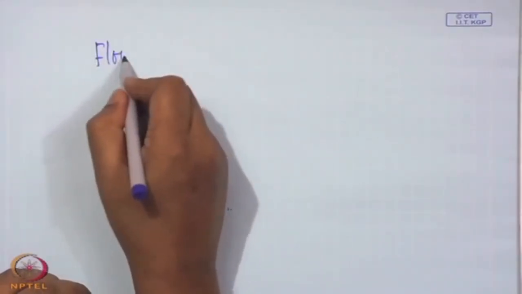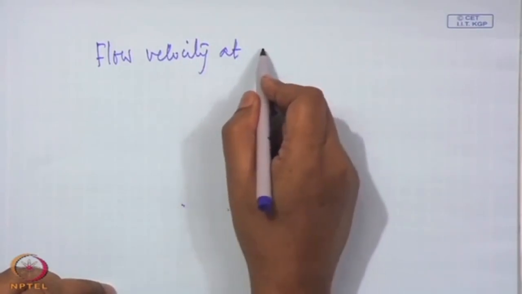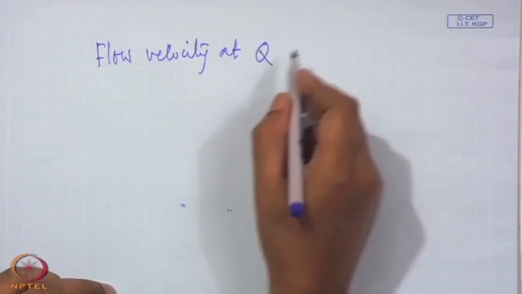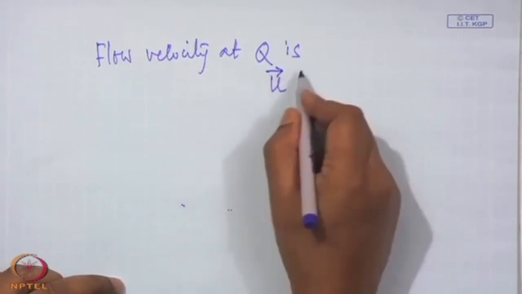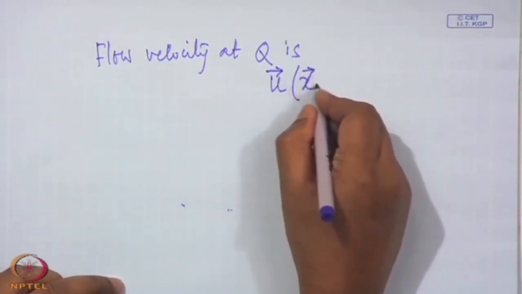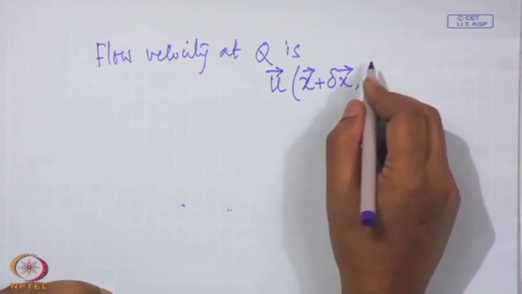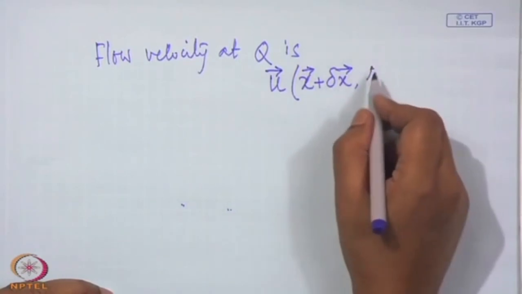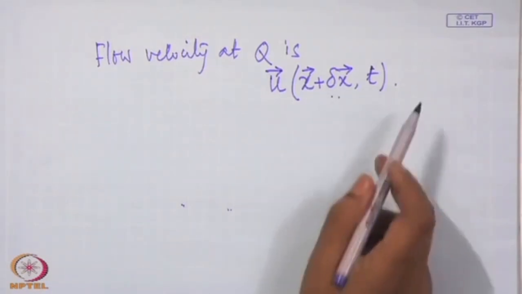Now, what will be the velocity at Q? You can write: flow velocity at Q, at the same time t. At time t, this is the flow velocity at Q at time t.